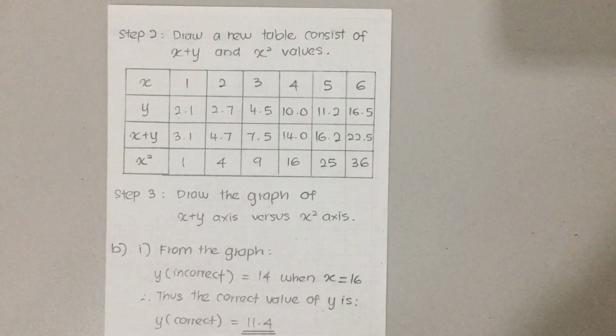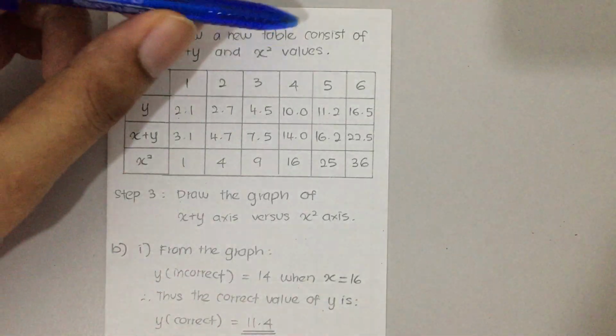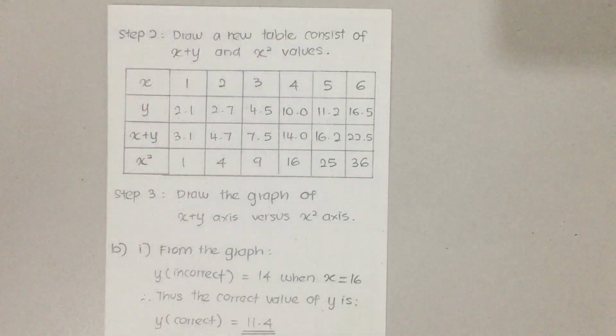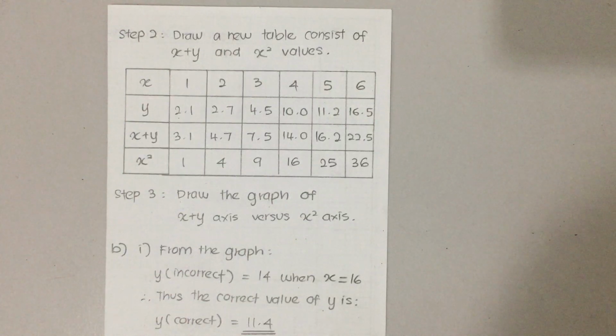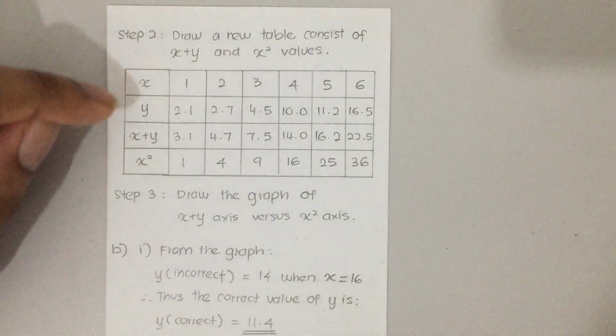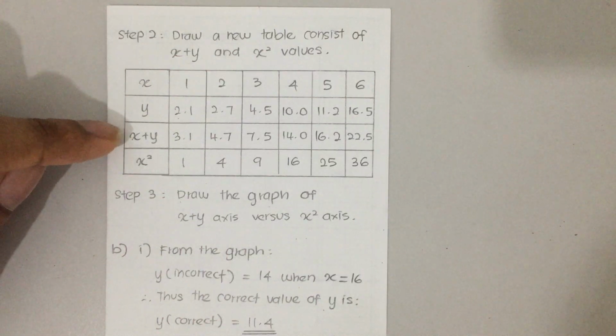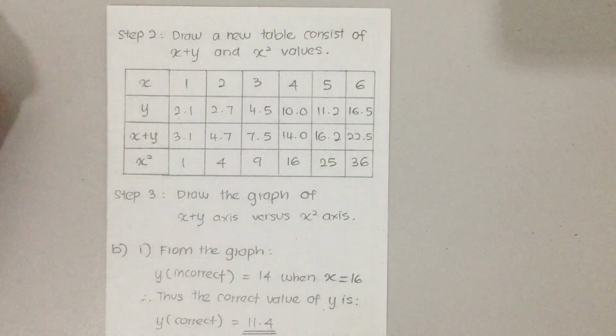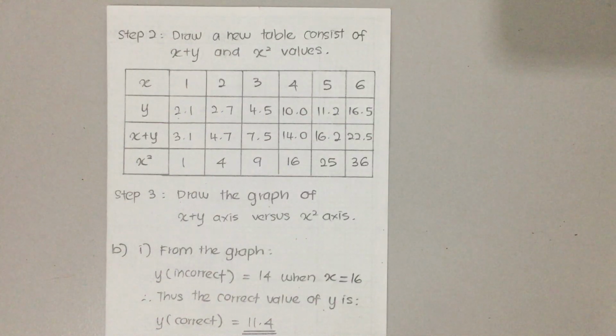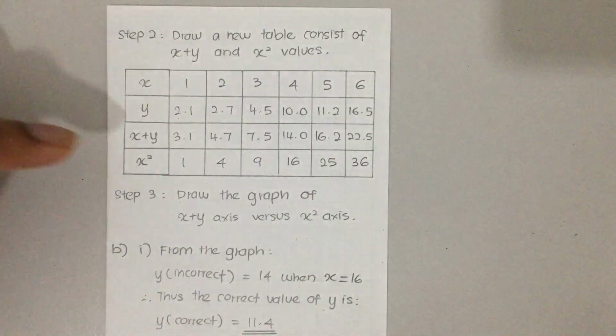Once we have converted the nonlinear equation to a linear form, the next step is to draw a new table consisting of x + y and x² values. In the question, they've already given us two values, which are x and y. So from there, we need to create a new table which consists of x + y values and x² values. I'm going to show you how I get the x + y values.